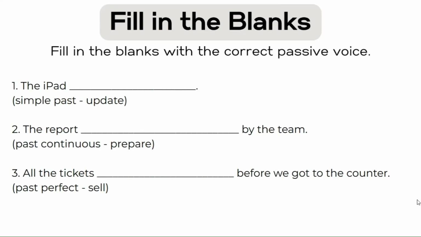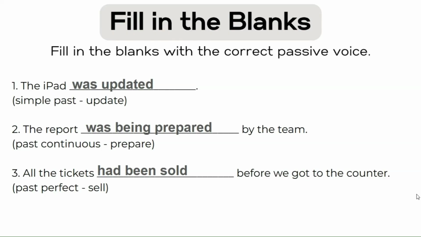Okay, let's check. So number 1, the correct answer is was updated. Let's read the sentence together to practice our fluency. The iPad was updated. Number 2, the correct answer is was being prepared. Let's read it. The report was being prepared by the team. And number 3, the correct answer is had been sold. All the tickets had been sold before we got to the counter.